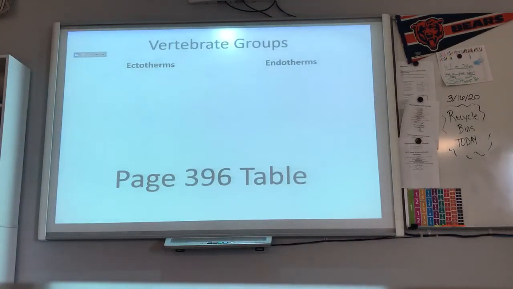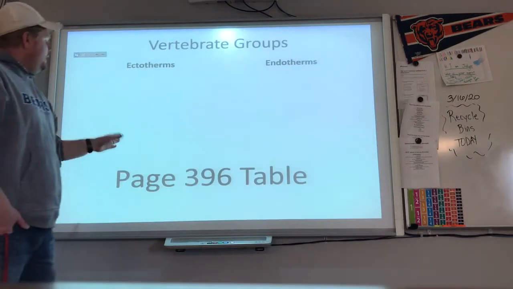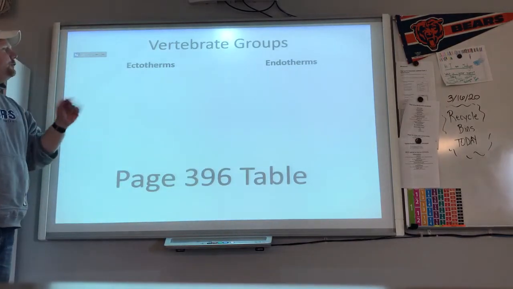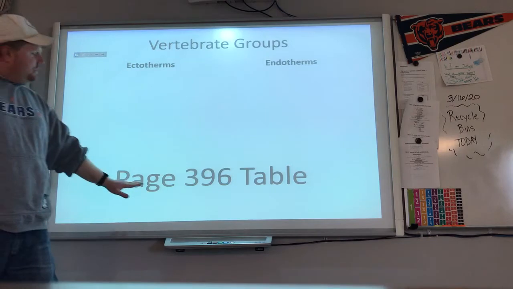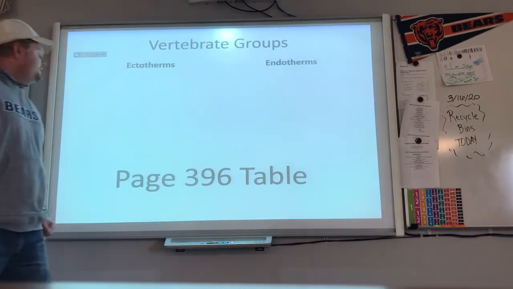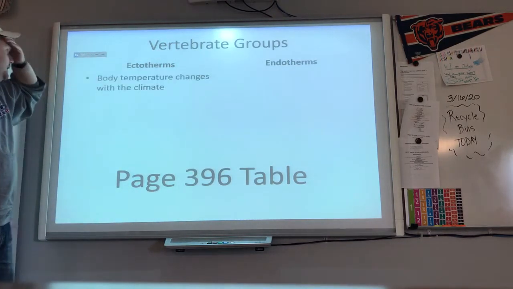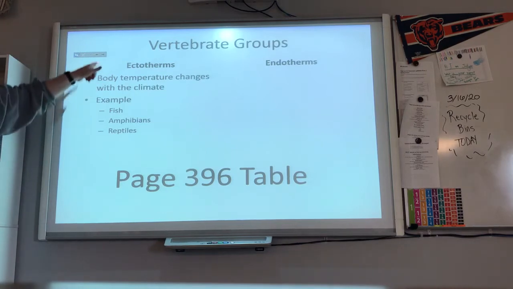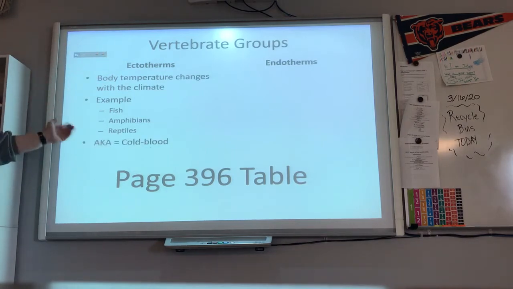Vertebrate groups. We have ectotherms and we have endotherms. We're going to give you a few characteristics about each, and then I suggest you look at page 396 for the table that's there. Now, ectotherms, the body temperature changes with the climate. All right? They're very related to the outside temperature. Examples are fish, amphibians, and reptiles. These are often referred to as cold-blooded animals, also known as.